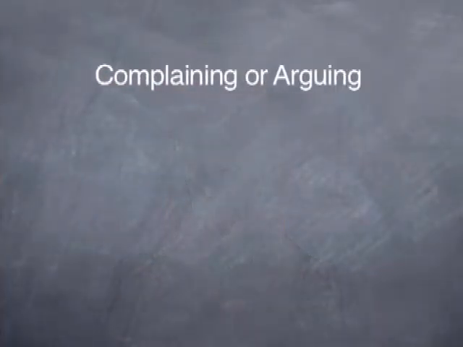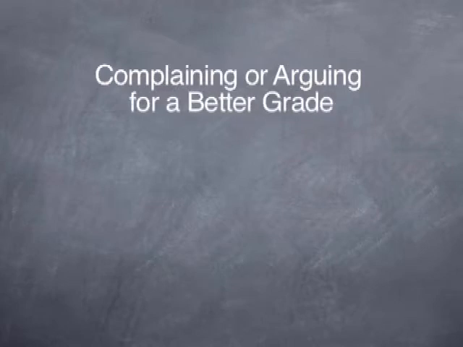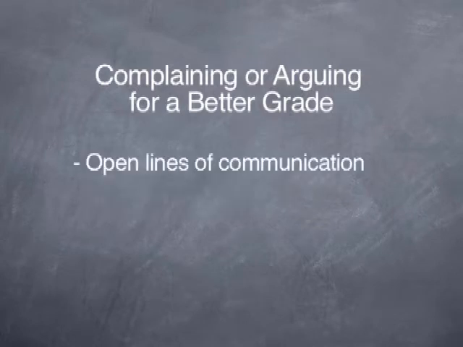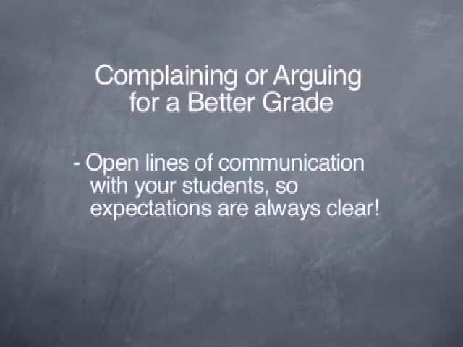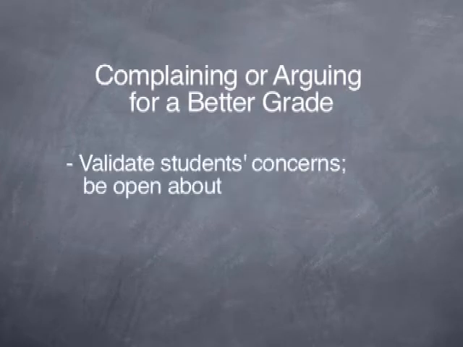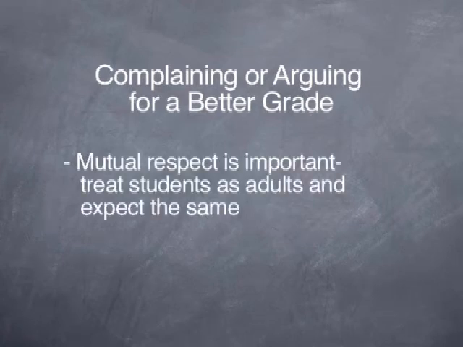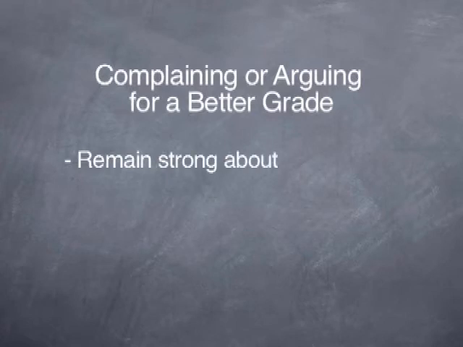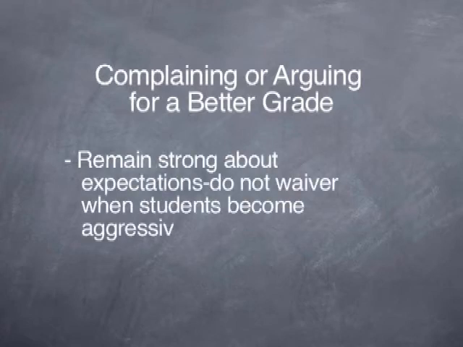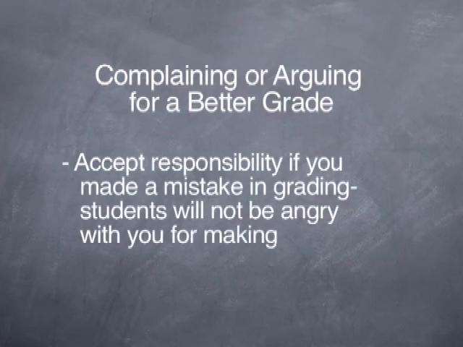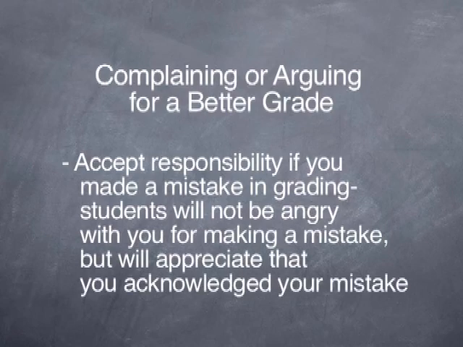Remember, there are effective strategies you can use from the beginning and all throughout the semester so you can handle situations with students who argue for a better grade in the best way possible, such as have a grading rubric so your expectations are clear from the beginning. Open lines of communication with your students so expectations are always clear. Validate students' concerns. Be open about their concerns and anxiety. Mutual respect is important. Treat students as adults and expect the same from them. Remain strong about expectations. Do not waver when students become aggressive. Accept responsibility if you made a mistake in grading. Students will not be angry with you for making a mistake, but will appreciate that you acknowledged your mistake.